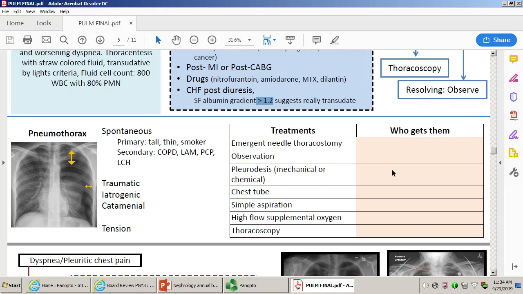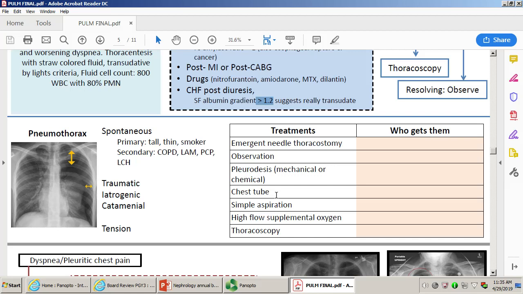So if somebody's had recurrent episodes, you look for a secondary cause. If somebody has a secondary pneumo, say they have COPD with bullous disease, they have their first pneumo, and you're suspicious that they could get another pneumo or you wouldn't be able to take out this chest tube, that's when you would pleurodese with their first incident. Otherwise, with the primary, you would give them a pass on the first one.